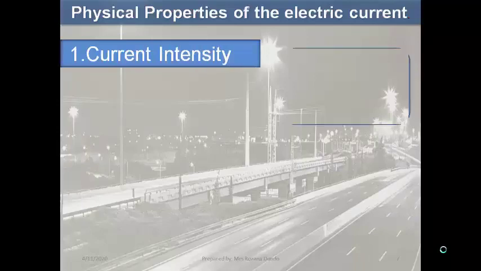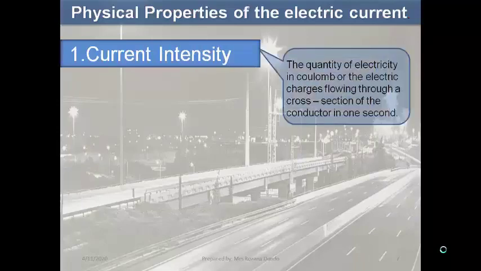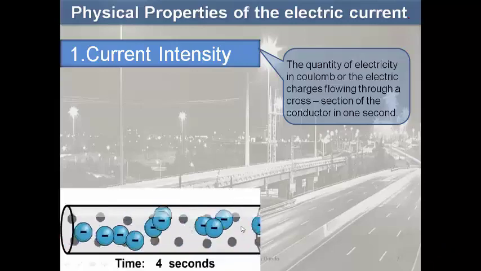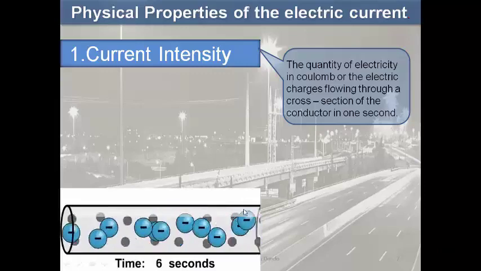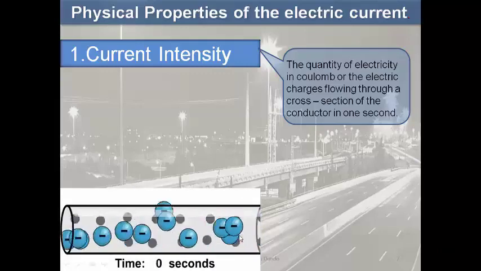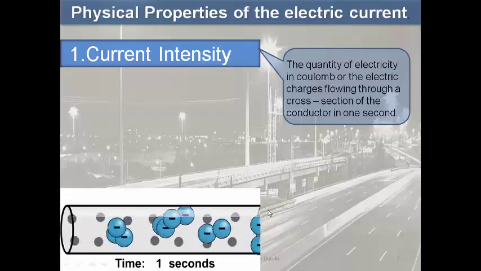Current intensity. Current intensity is the quantity of electricity in coulomb or the electric charges flowing through a cross-section of the conductor in 1 second. So as you might see here, the flow of the electrons or the negative charges through this cross-section in 1 second is going to give what we call electric current intensity.